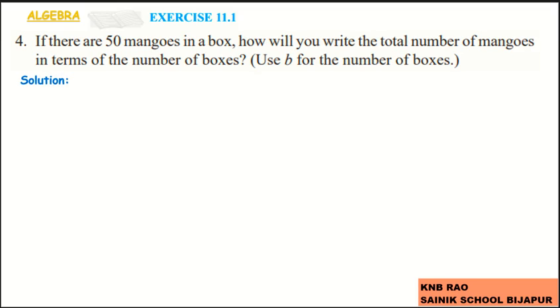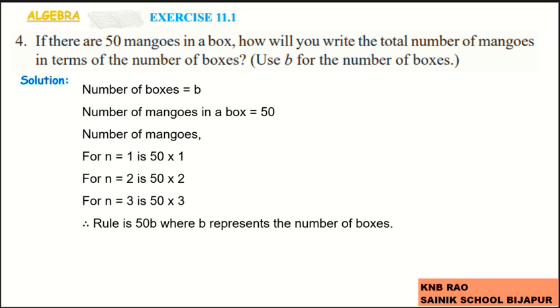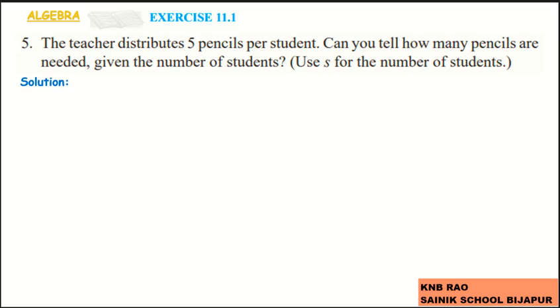Now coming to the main question number 4, if there are 50 mangoes in a box, how will you write the total number of mangoes in terms of the number of boxes? Use B for the number of boxes. Here the number of boxes is B and the number of mangoes in each box is 50. Therefore, the total number of mangoes will be 50 into B. 50 into B will be the rule, which tells the total number of mangoes.